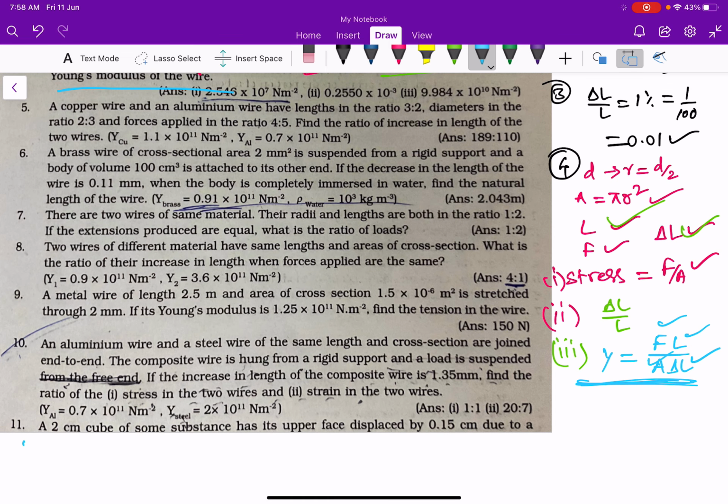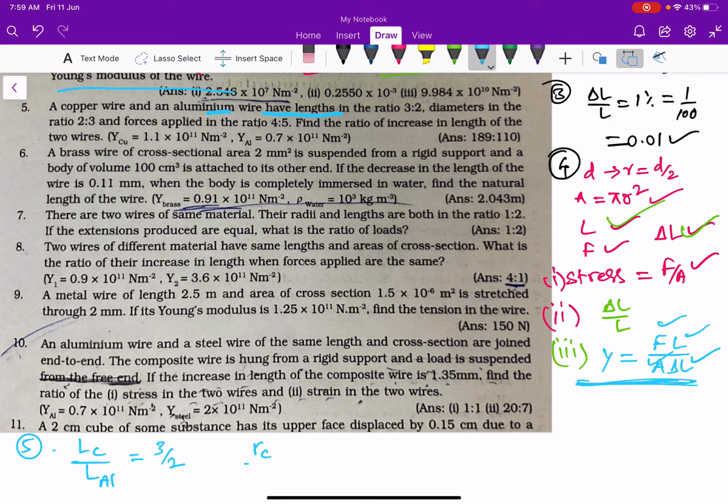Now I am going to give you a hint for the fifth question. A copper wire and an aluminum wire have lengths in the ratio of length of the copper wire to length of the aluminum wire equal to 3 by 2. The diameters are in the ratio of 2:3, so the radius ratio will also be 2:3.